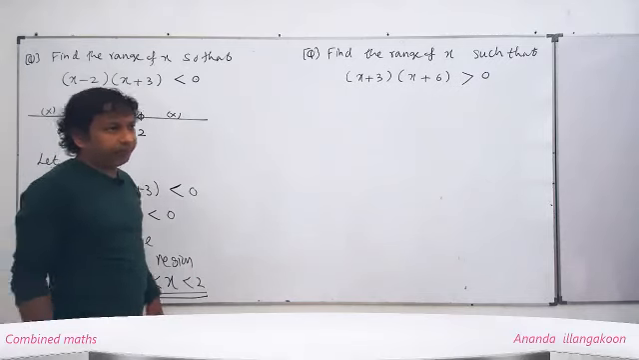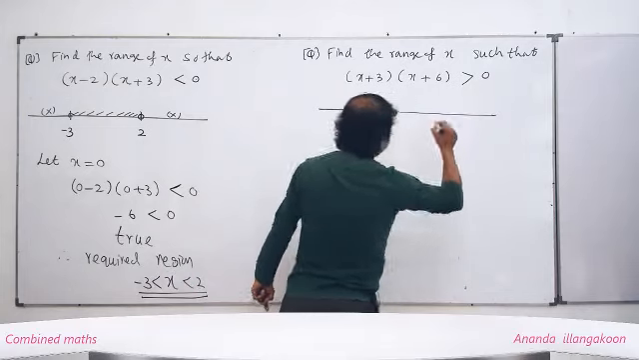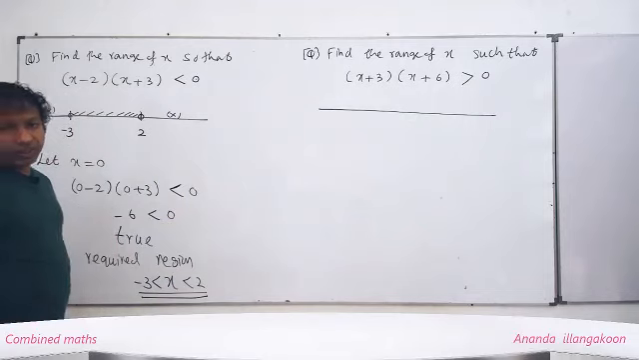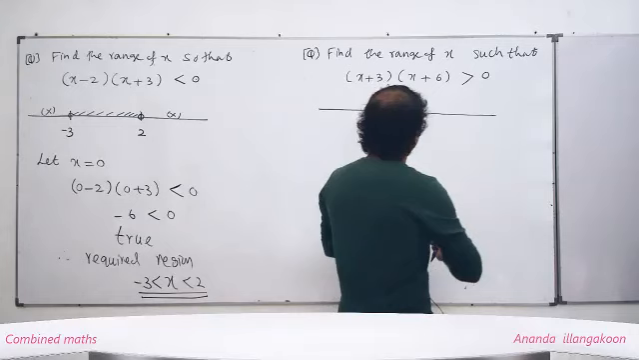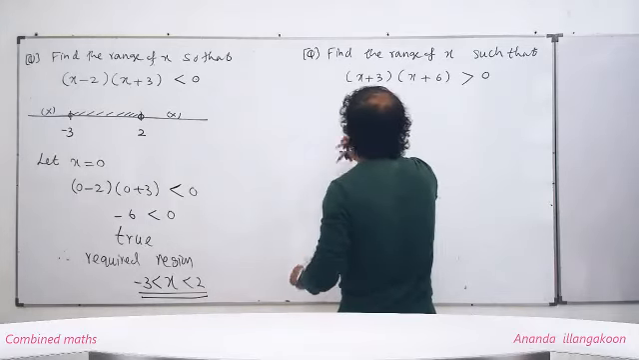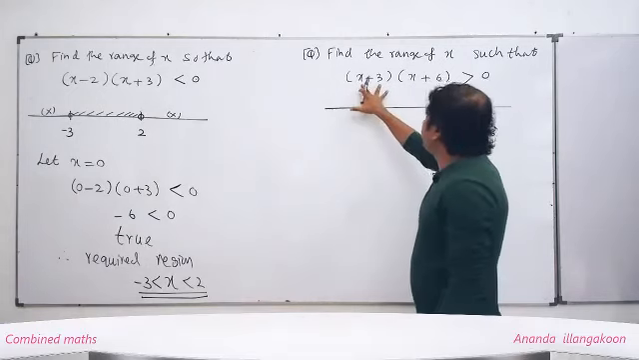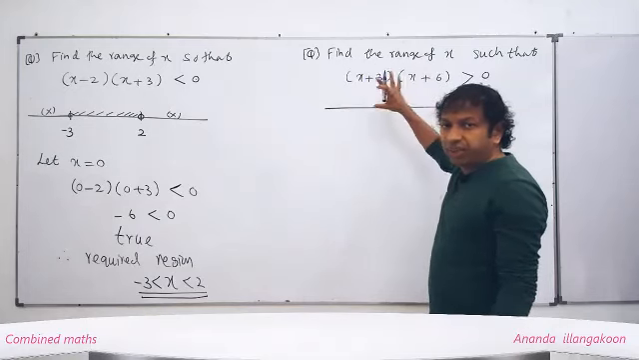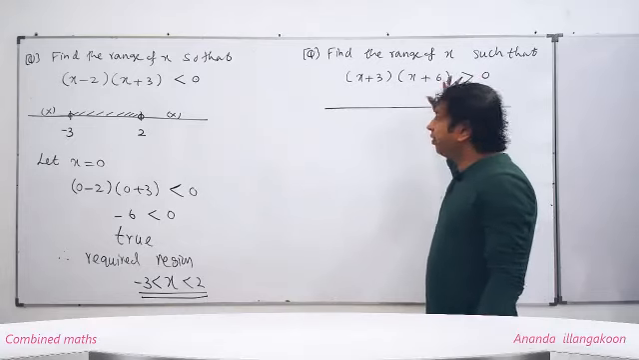Okay. To the number line. Equate each bracket to 0, people. Mentally you can do it. Once you equate this x plus 3 to 0, x plus 3 equals 0. Take that to the right hand side: 0 minus 3. That is minus 3. One x value is minus 3.